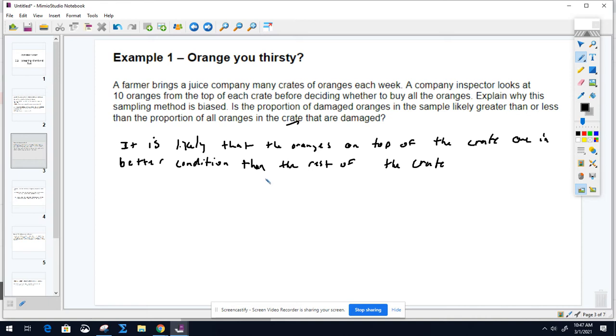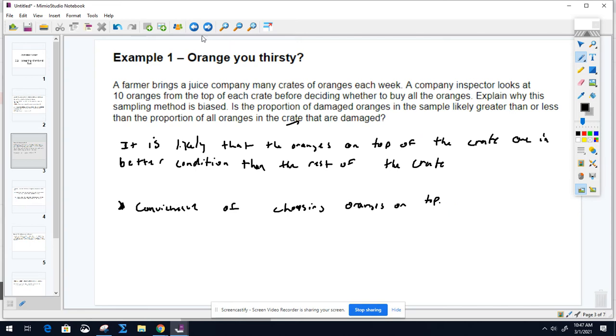So there is one example of a biased survey and a convenience sample where that sample is on top. Again, you might want to mention that this is the convenience of choosing oranges on top. Okay, and again, bias because the farmer might put those on the top. We know that they're going to be less likely damaged on the top.